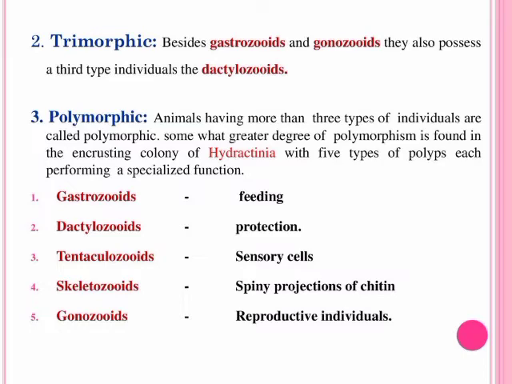Polymorphism is the condition in which the members of a species or colony are of several different kinds. They are the structurally and functionally modified forms of polyps and medusa. A high degree of polymorphism and division of labor is exhibited by the colonial hydrozoan, Hydractinia. The Hydractinia colony consists of 5 different kinds of polypoid zooids, namely nutritive gastrozooids, defensive spiral dactylozooids, sensory tentaculozooids, supporting skeletozooids, and reproductive gonozooids. These gonozooids are dioecious sexual zooids. So, there are male gonozooids and female gonozooids in the same colony.